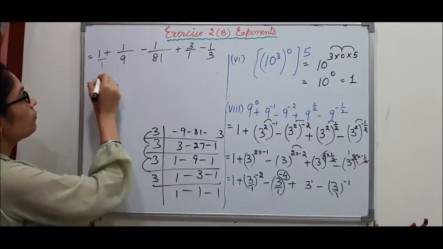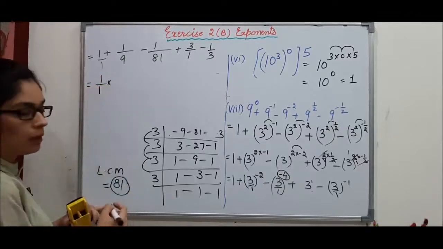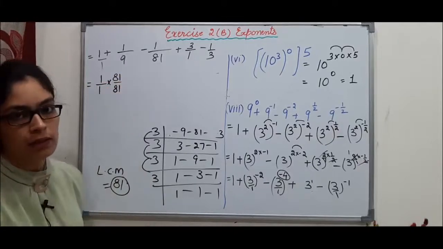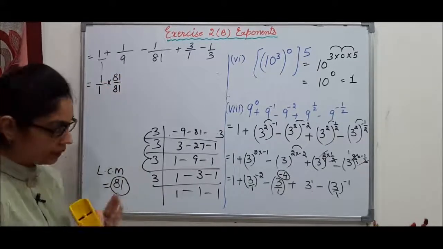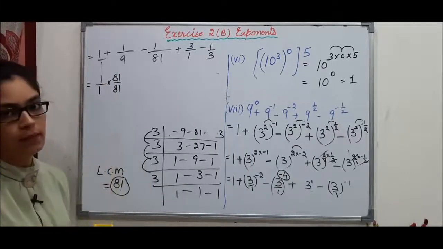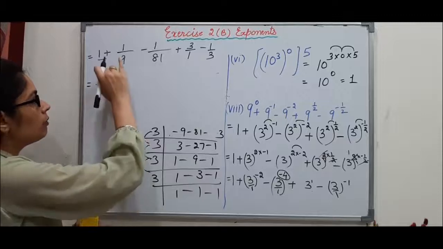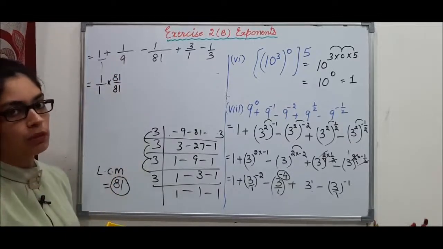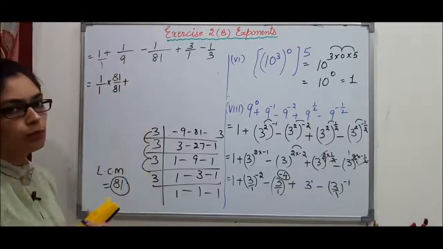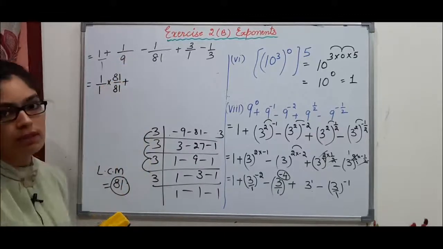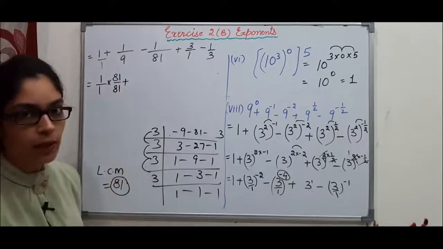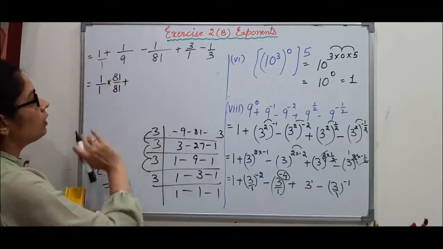So what we can do, 1 by 1 we can multiply numerator and denominator by 81, because the denominator we have to make equal to this LCM, that means equal to 81, and we can only make it when we multiply, and we have to multiply both numerator and denominator. Why with both? Because in this way we are not making any change with this number, both will get cancelled and 1 will remain 1 only. So that is why we are doing it this way.